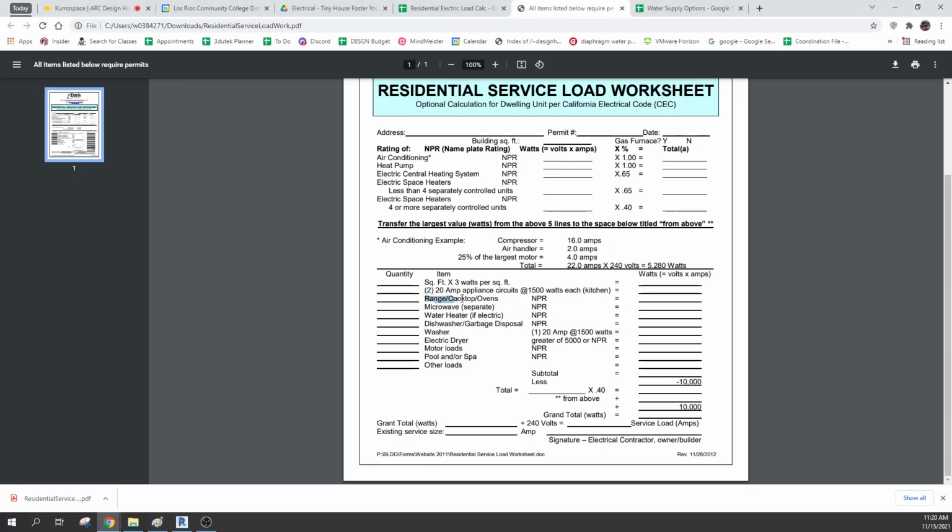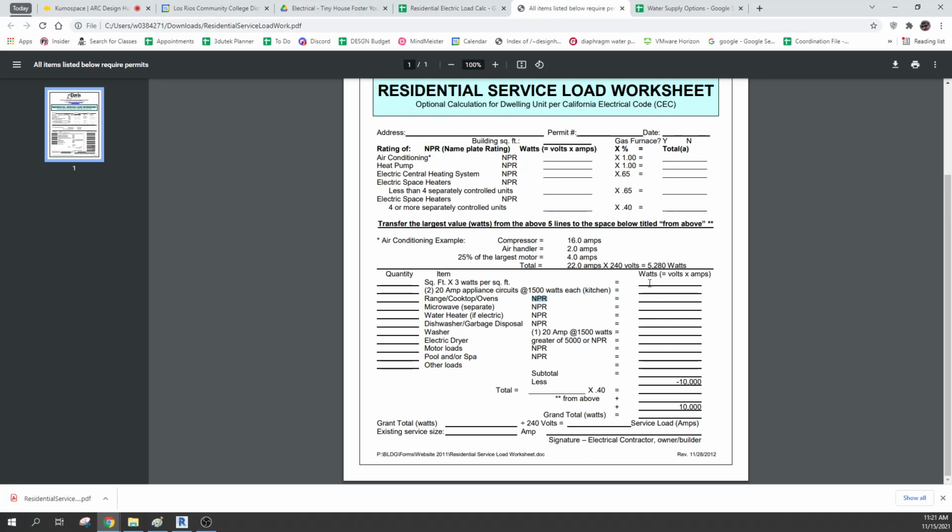How many ranges, cooktops, ovens, and you have to find the nameplate rating. So maybe you have one of those nice little countertop convection ovens that's 1,500 watts. You would say, I've got one of those at 1,500 watts, and this is per lot. This is per lot. And then maybe you've got one of those in the kitchen. So you would add that in.